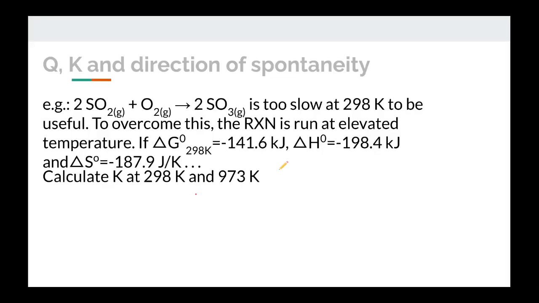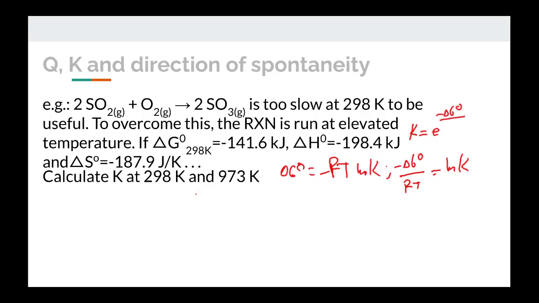If we want to find K, here's where we're going to start. We know that delta G naught is equal to negative R times T times the natural log of K. So if we divide both sides by negative R times T, we get negative delta G naught over R times T equals the natural log of K. So that would mean that K, if we take e to both sides, would be equal to e to the negative delta G naught over R times T.